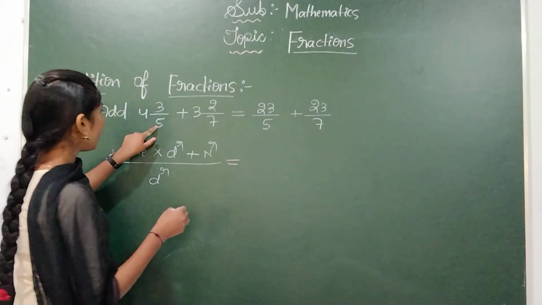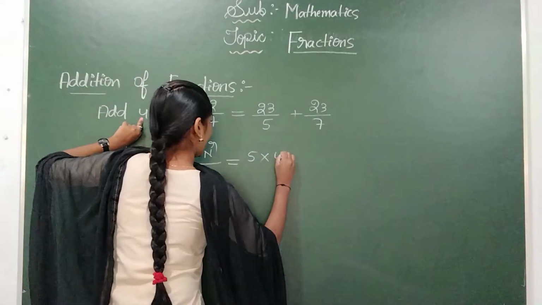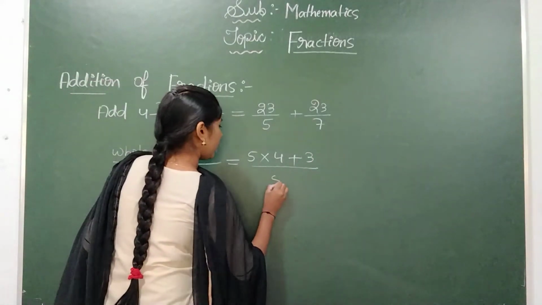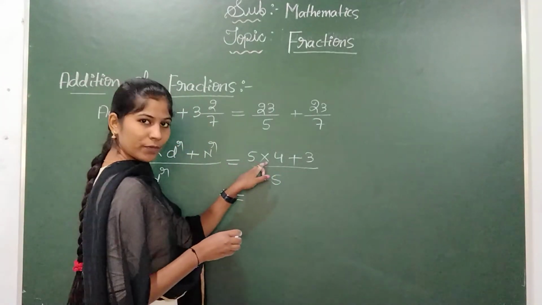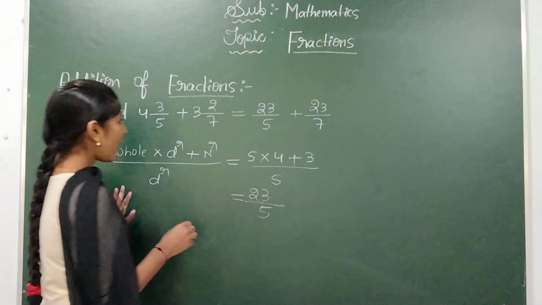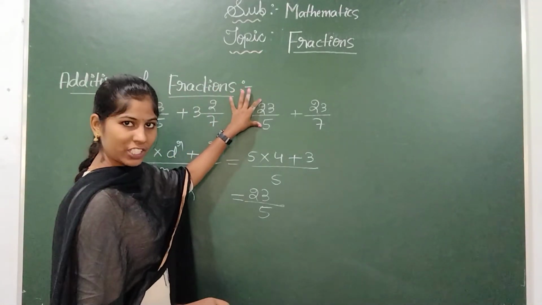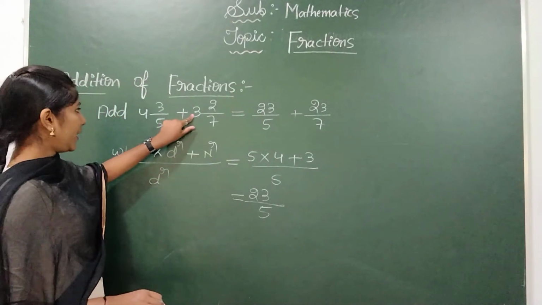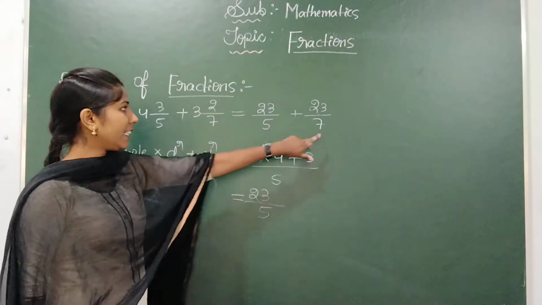So what is the whole here? 5. 5 into 4 plus 3, divided by 5. So what is 5 into 4? 20. 20 plus 3 is 23, divided by 5. So I have converted this mixed fraction into an improper fraction. By the same method, 7 into 3 is 21. 21 plus 2 is 23, divided by the denominator 7.